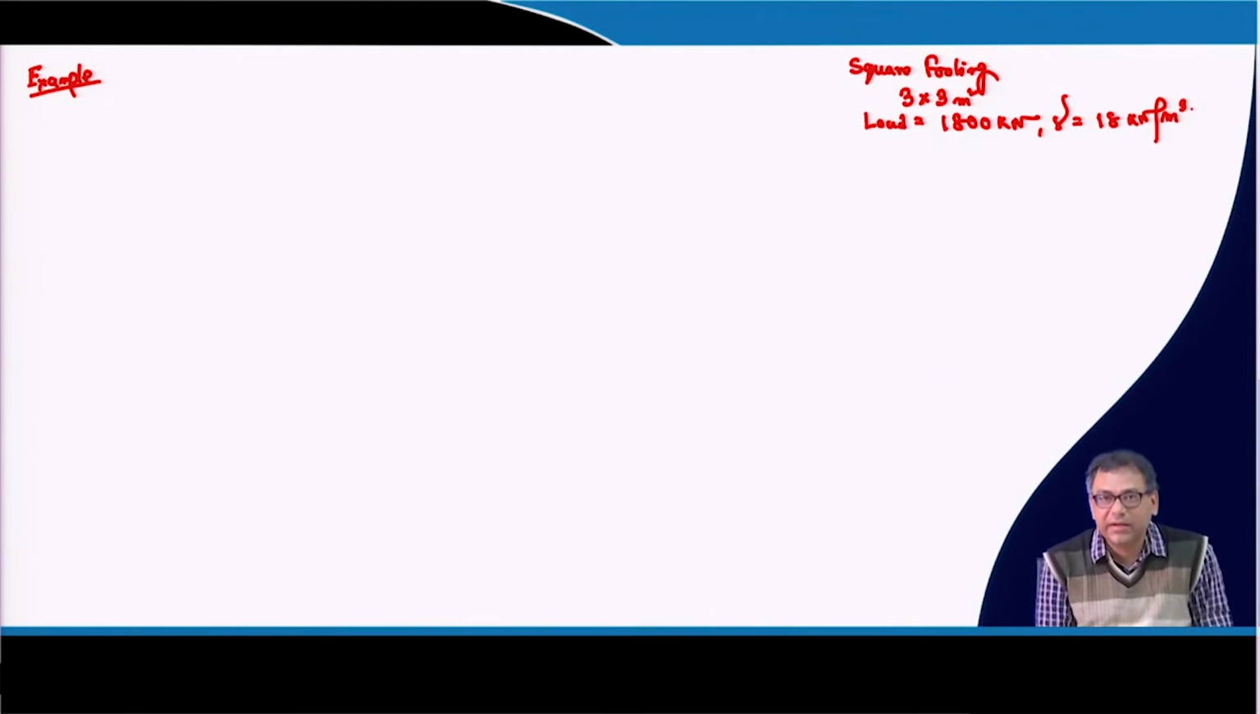Again remember that when you calculate the gamma df, you consider the effect of water table if it is present, but here it is not present. So, we will not consider the water table effect. The unit weight is the same throughout the soil, and that is 18 kilonewton per meter cube, and the depth of the foundation df is 2 meter.